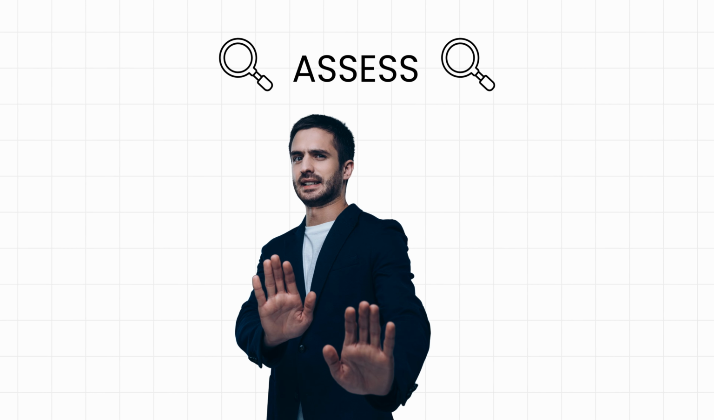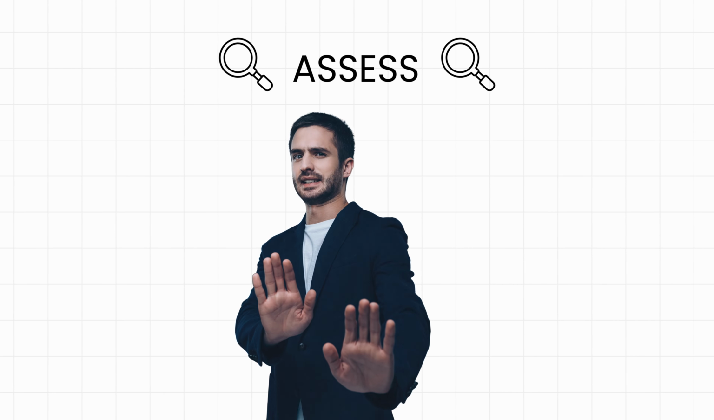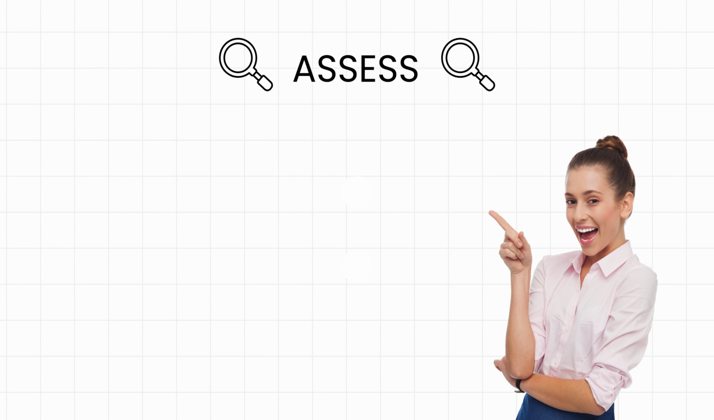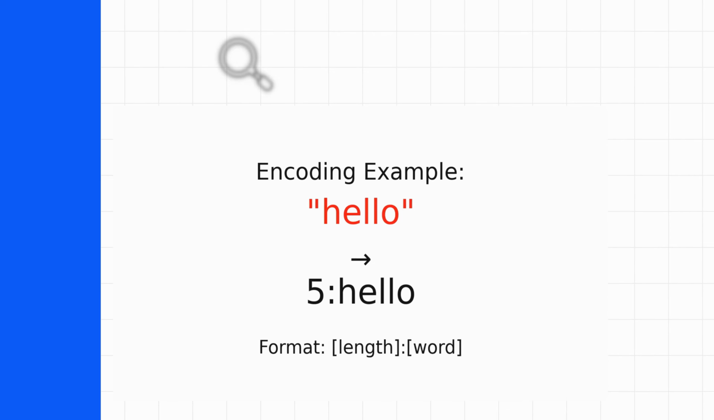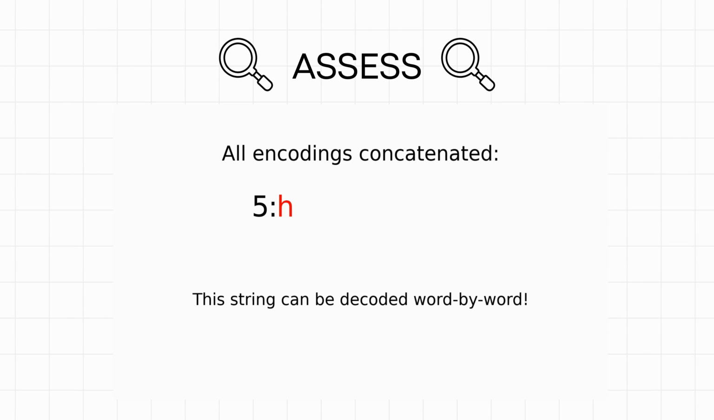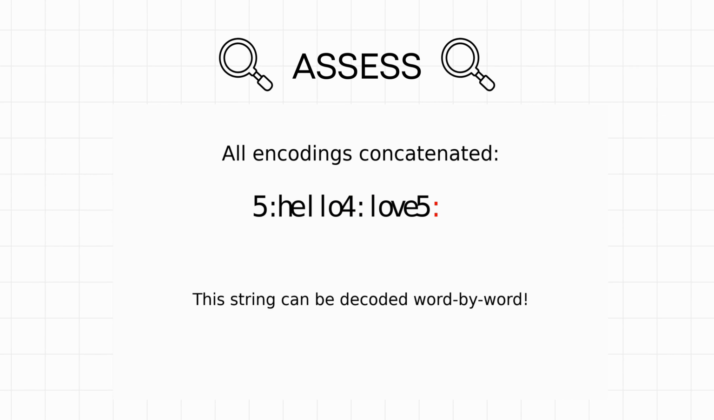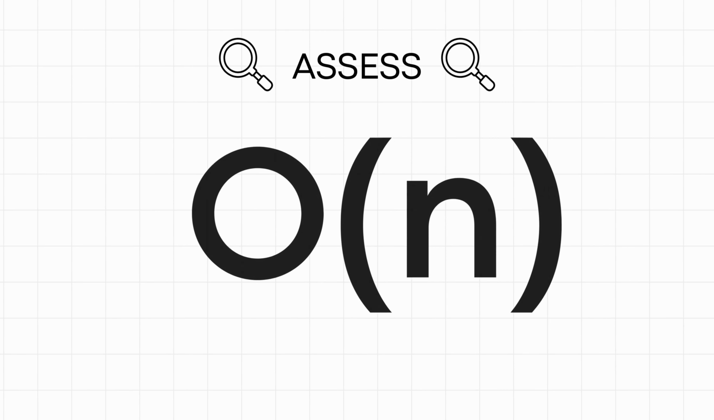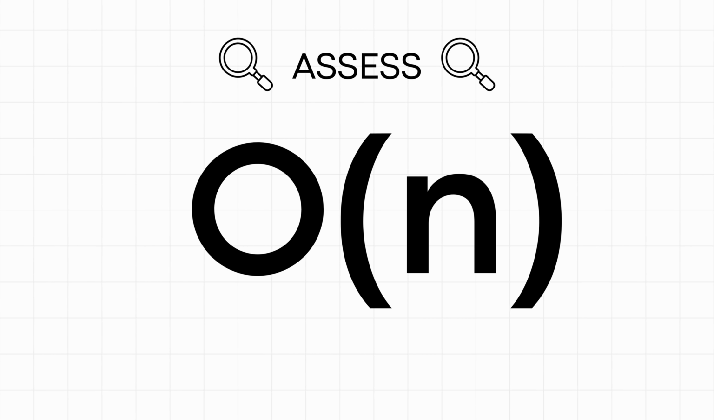We can't use a simple separator, because any separator could appear in the strings. Instead, we can prefix each message with its length, followed by a special marker, like a colon. For example, hello becomes 5:hello, so if you see 5:hello4:love, you know to read 5 characters, then 4, and so on. This pattern is robust and fast, just O(n) time and space, and it works for any content.